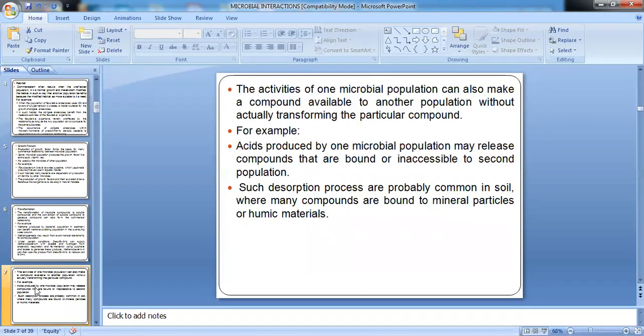The activities of one microbial population will also make a compound available to another population without actually transforming a particular compound. For example, a number of bacteria are known to produce organic acids. These acids will release compounds which are actually insoluble and make them available to the second population. Such desorption processes are found in the soil, where many compounds are bound to the mineral particles or humic particles, which can be made available to the other populations, which will grow and metabolize using these compounds.